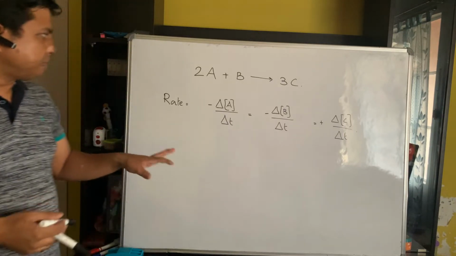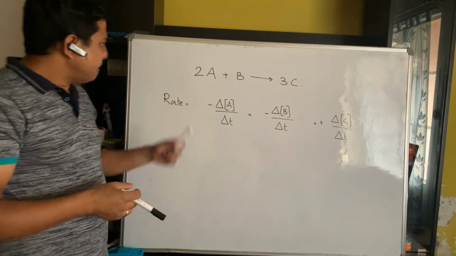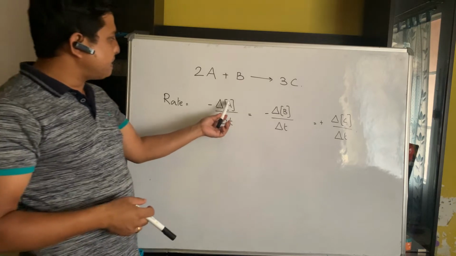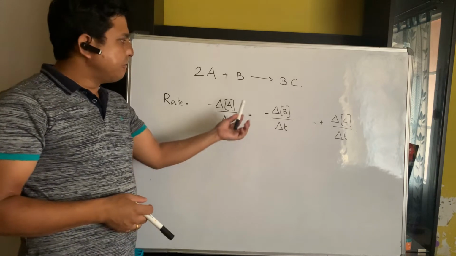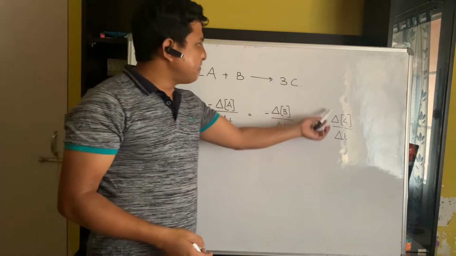But is this applicable to this reaction? Now see what I have done. Here the rate is equal to the rate of disappearance of A, which is equal to the rate of disappearance of B, and is equal to the rate of appearance of C.